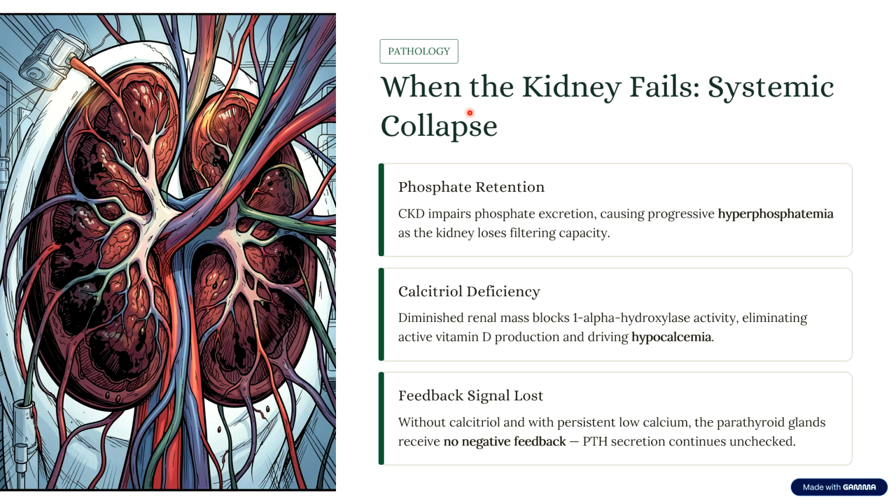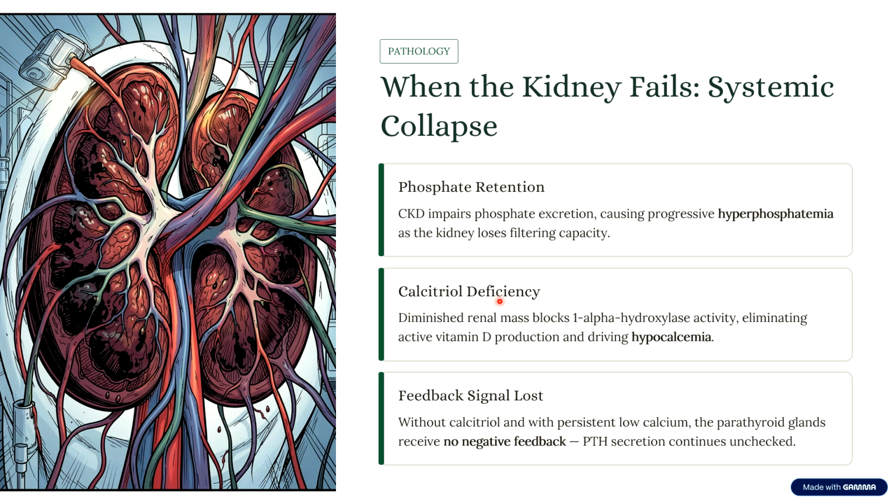But what happens when the kidney fails? Number one, phosphate retention. CKD means chronic kidney disease. CKD impairs the phosphate excretion, causing progressive hyperphosphatemia as the kidney loses the filtering capacity. So when the kidney fails to push out the phosphorus, then the phosphate increases inside the body, which will bind with calcium, and the calcium cannot be retained inside the body.